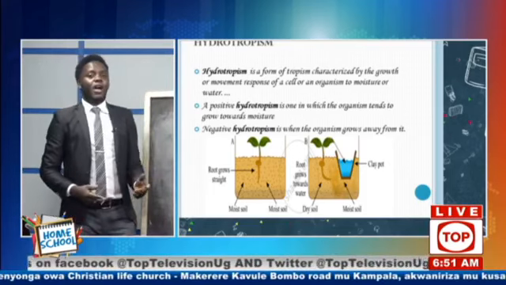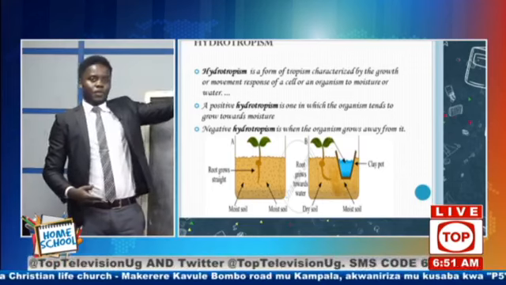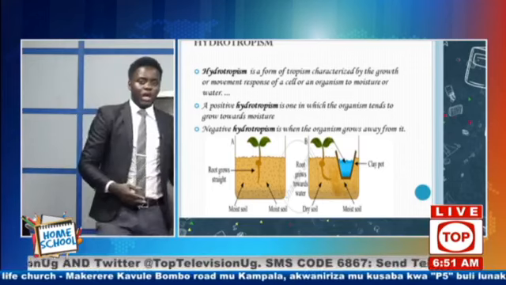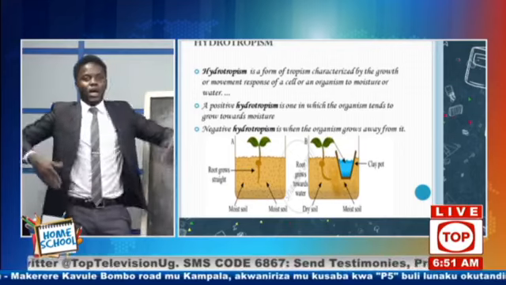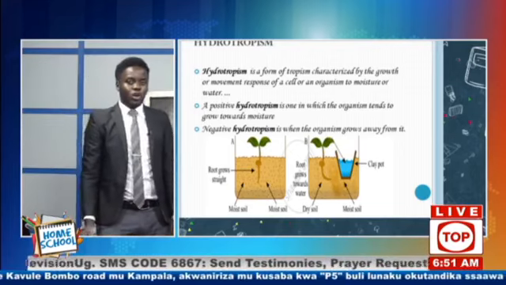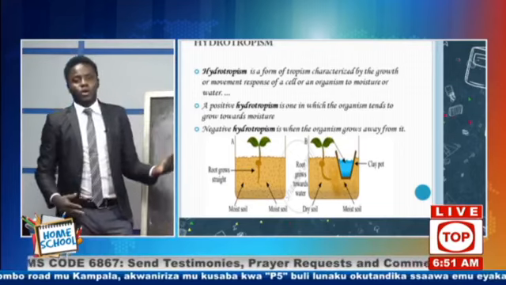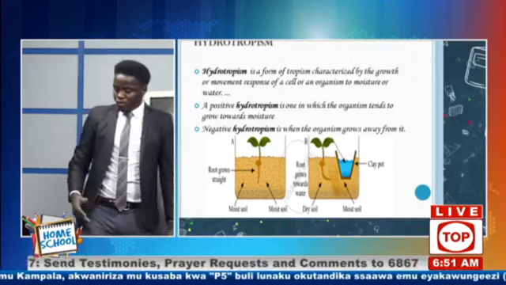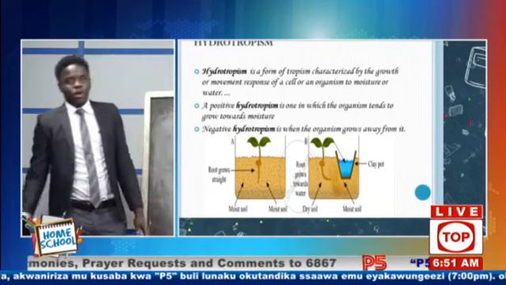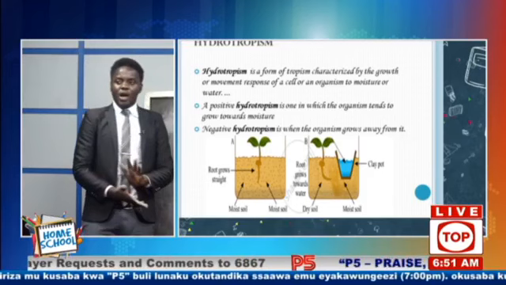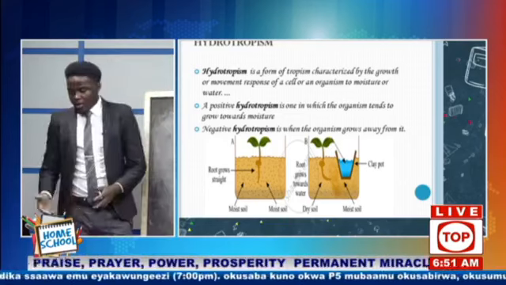Shoots, on the other hand, grow away from water. You can't find leaves growing down to the water source. No, leaves grow away from water. This is negative hydrotropism. So under hydrotropism, we have a response to the source of water. You either grow towards it or you grow away from it.